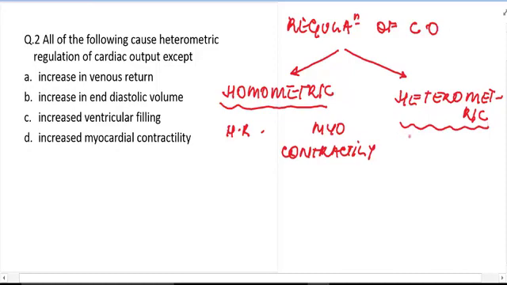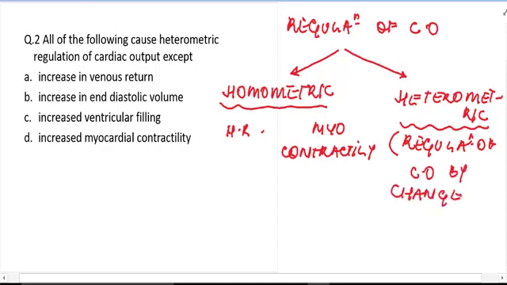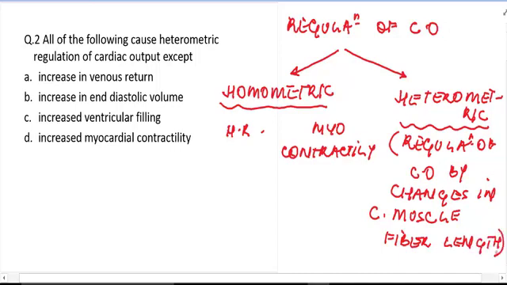This is regulation of cardiac output by changes in the cardiac muscle fiber length. So this is hetero, different, length, metric, length. Increase in venous return will increase the cardiac muscle length. Increase in end diastolic volume will increase the cardiac muscle length. Increased ventricular filling will cause an increase in the cardiac muscle length.